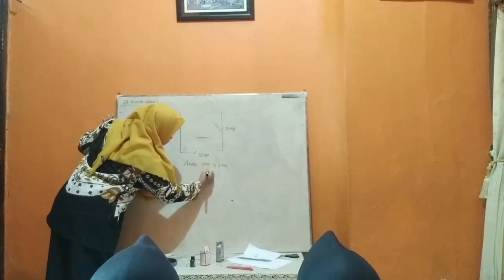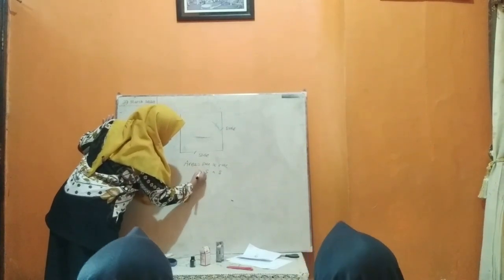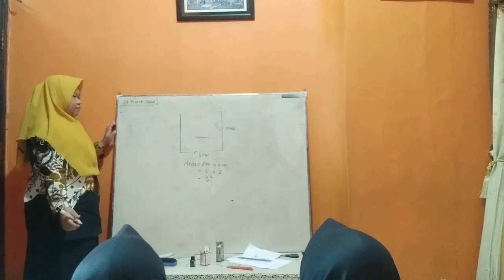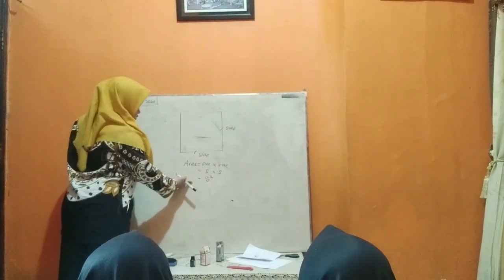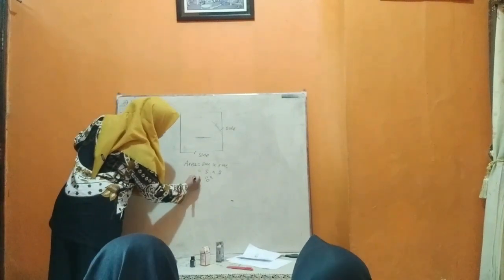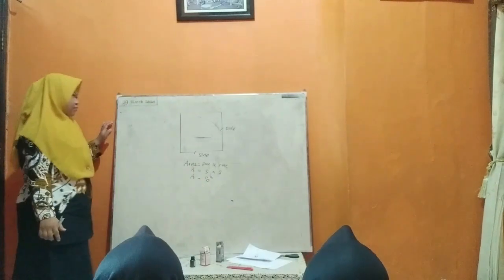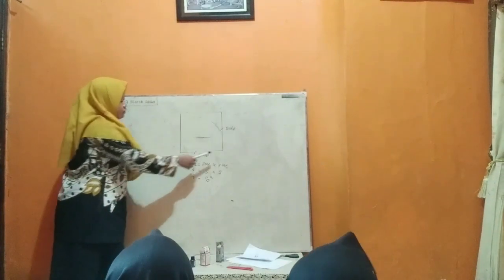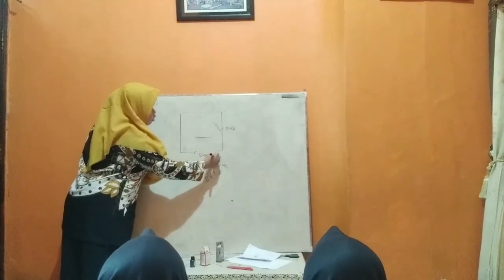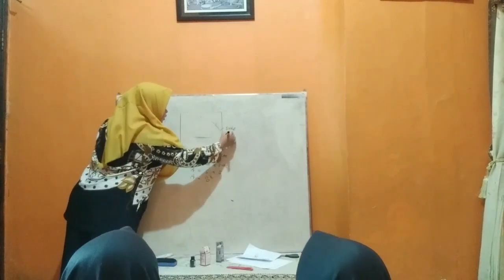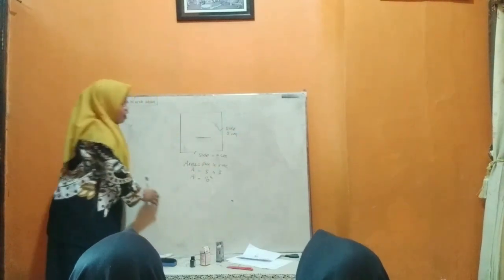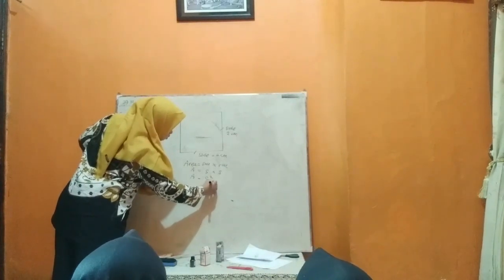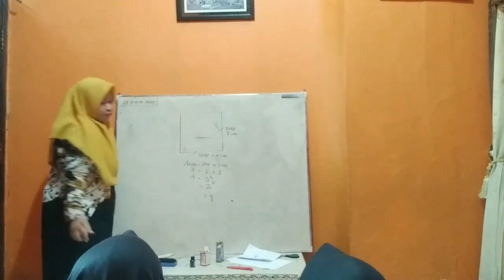So we can write it as side squared. So the area is side squared. If the length of the side of this square is equal to 2 centimeters, how about the area? 4, Miss. Yes, 4. 2 to the power of 2 is equal to 4. Good.